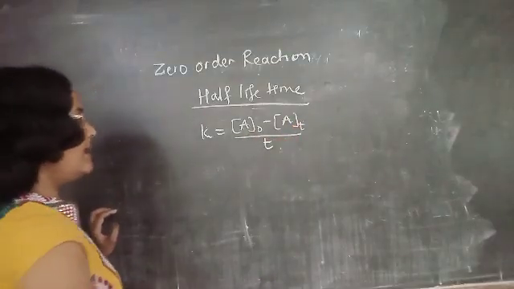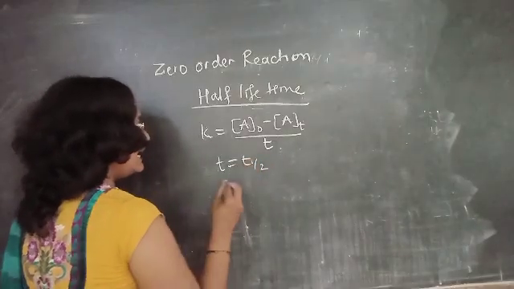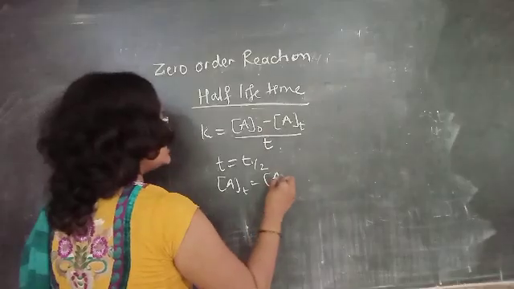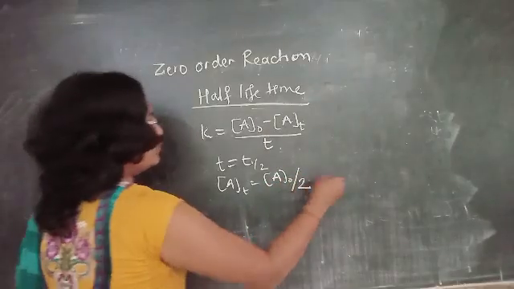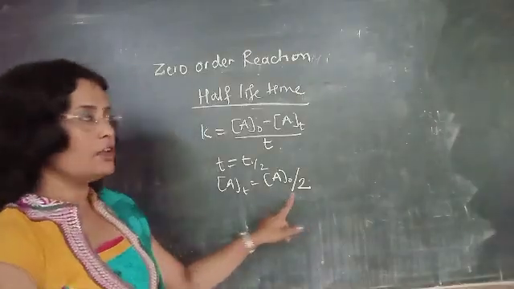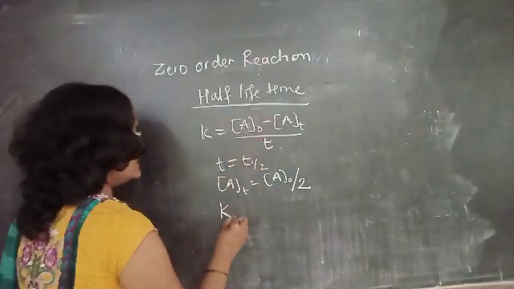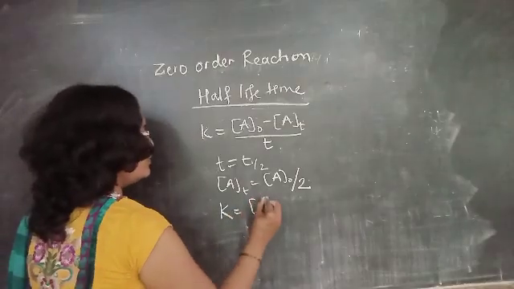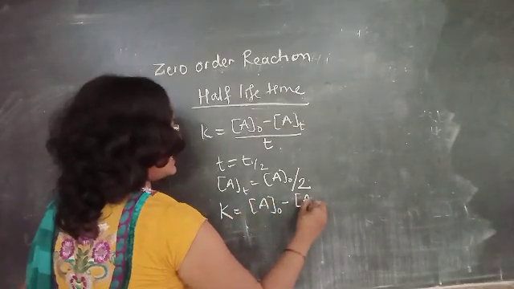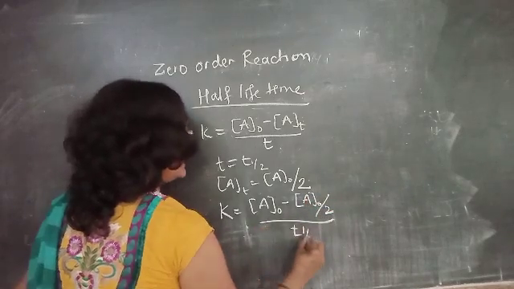Suppose when your t becomes t half, at that time your At becomes A0 by 2, because t half is there, so the initial concentration becomes a half. So when we place this value over here, we will get the equation k is equal to A0 minus A0 by 2 upon t half.